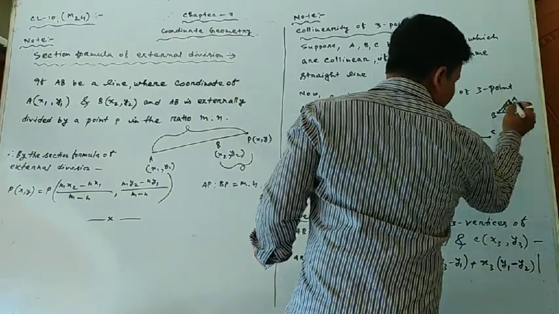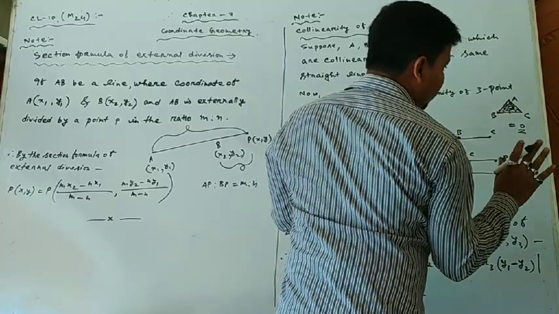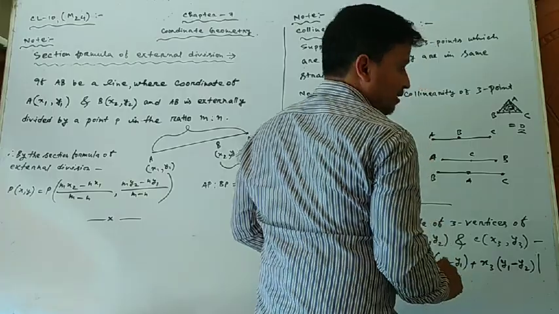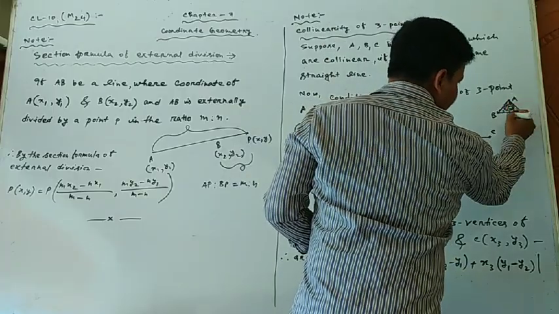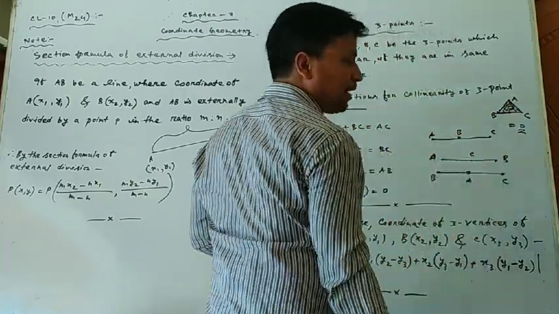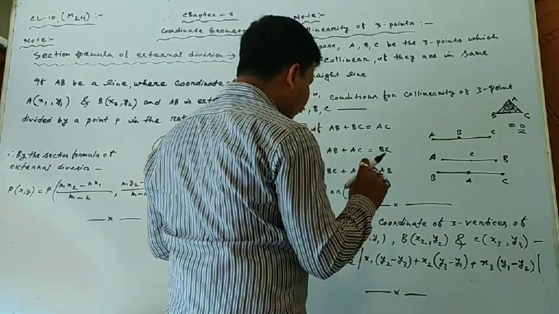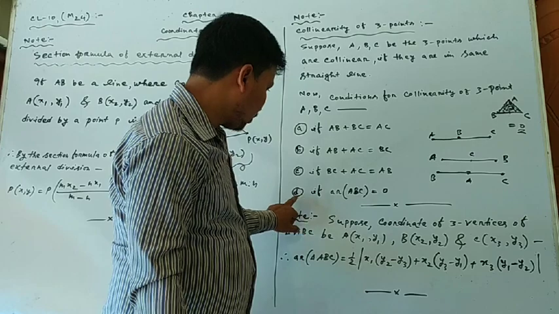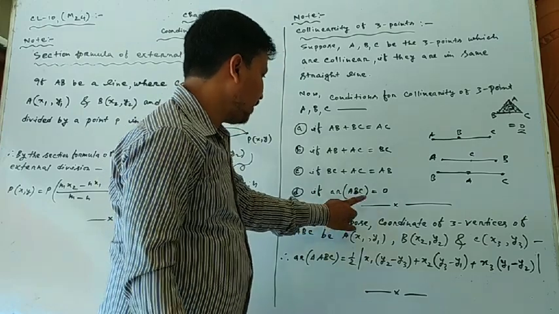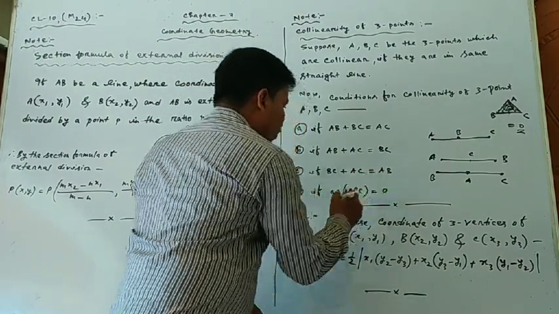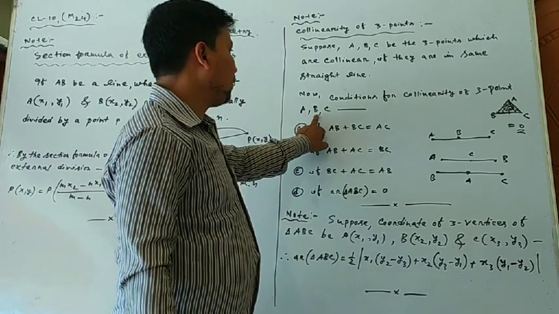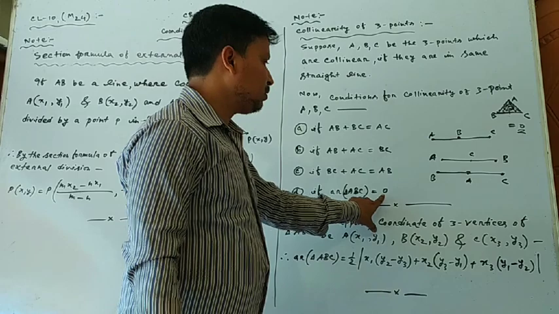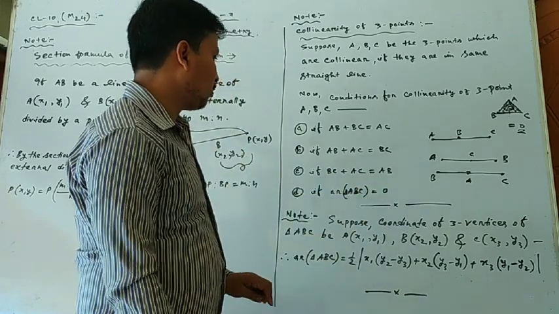If this area is equal to 0, that means no space is occupied by these three sides. That means these 3 points are collinear, so they are not occupying any amount of space. So that's why, condition number 4, that means D condition: area of triangle ABC is equal to 0 with respect to A, B, C coordinates. If you get the area of triangle ABC equal to 0, then also the 3 points are collinear.